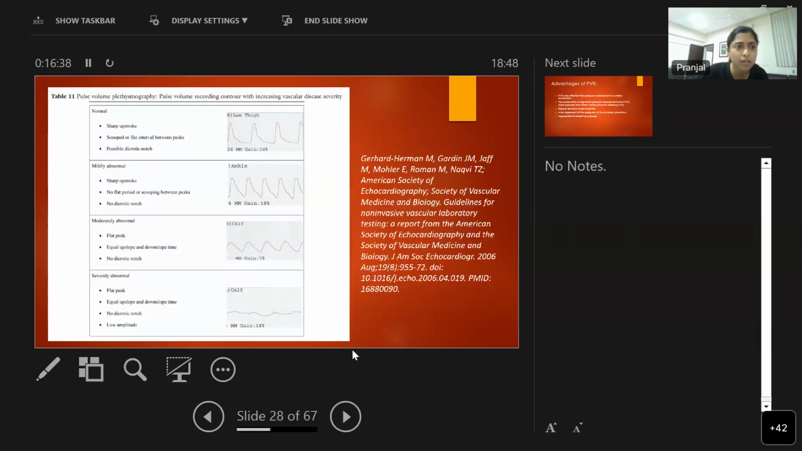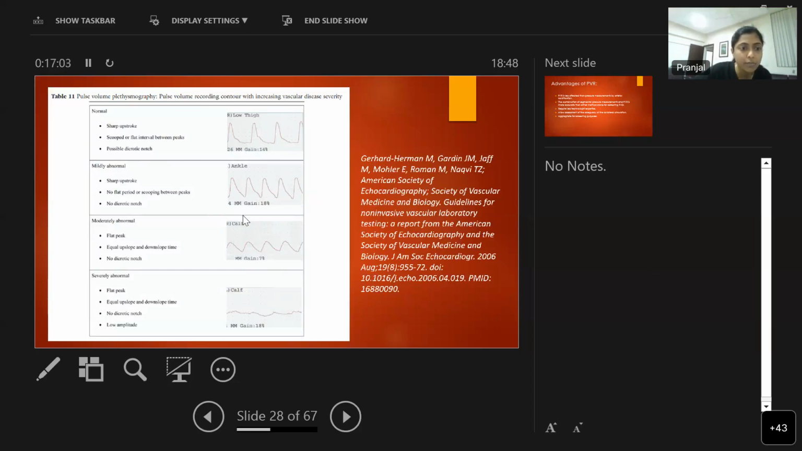A normal volume plethysmography, as the first one is a normal one, shows the rapid sharp upstroke, a scoop or a flat line between the peaks and a possible dicrotic notch. When there is a mild abnormality, there is a sharp upstroke with no flat period or a scooping between the peaks and no dicrotic notch.